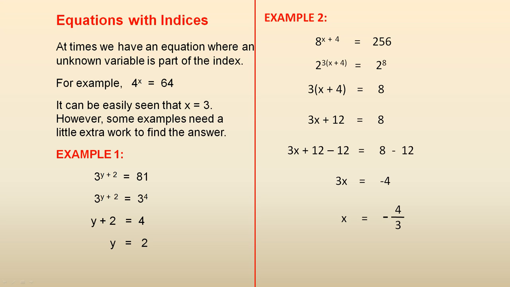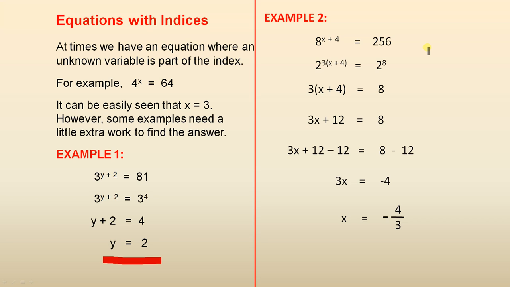And here's example 1. 3 to the power of y plus 2 equals 81. Now, the trick here is to try and get 81 as a power of 3. And we can, because 81 is 3 to the power of 4. So see here, each base is 3. So all we do, we just let the indices equal one another. So y plus 2 equals 4, so y equals 2, and that's the answer. That's quite a simple example, but it gives you a very good idea how to proceed.